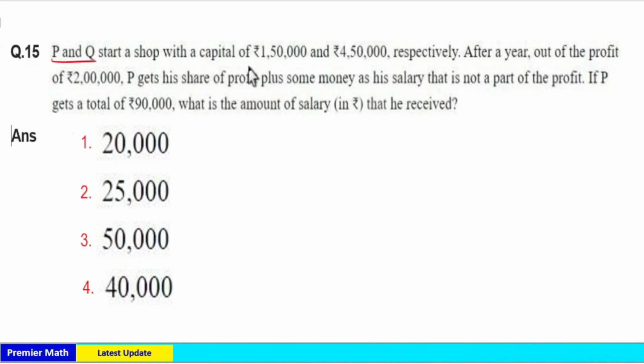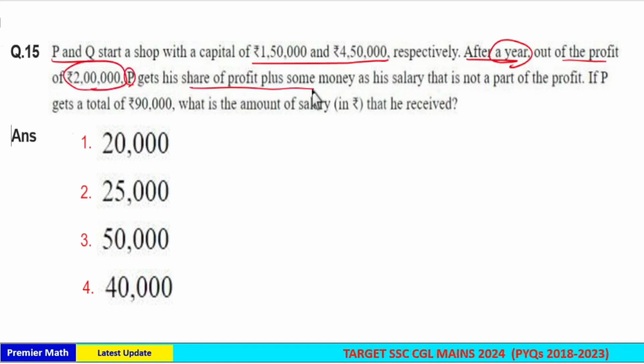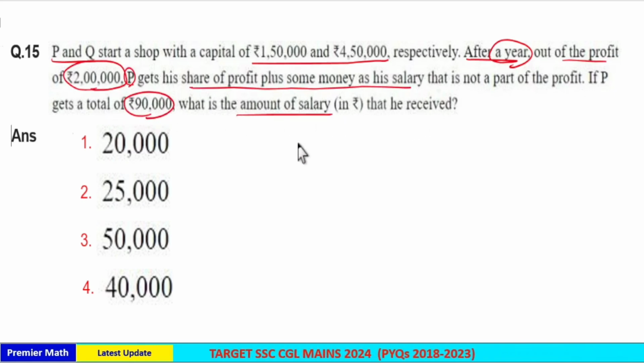P and Q start a shop with a capital of 1,50,000 and 4,50,000 respectively. After a year, out of the profit of 2 lakh, P gets his share of profit plus some money as a salary, that is not part of the profit. If P gets total 90,000, what is the amount of salary that he received? Here profit is investment into time. And here time period is 1 year for both P and Q, which means profit is directly proportional to investment.